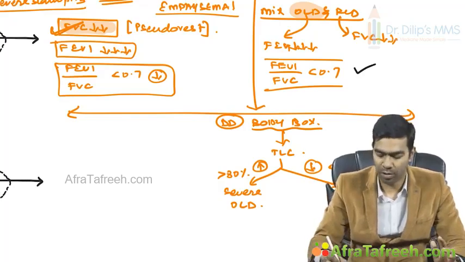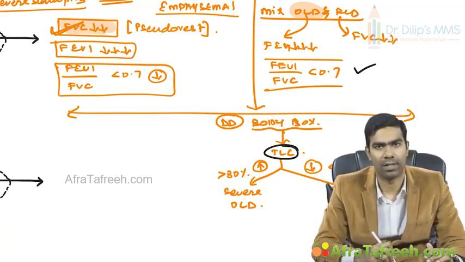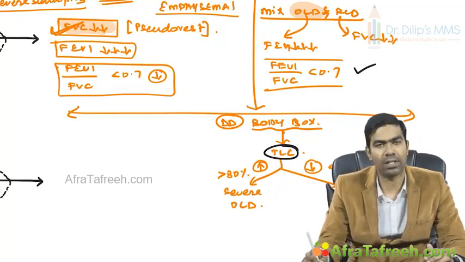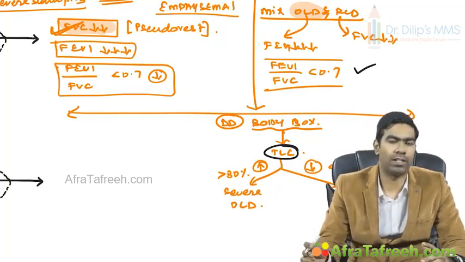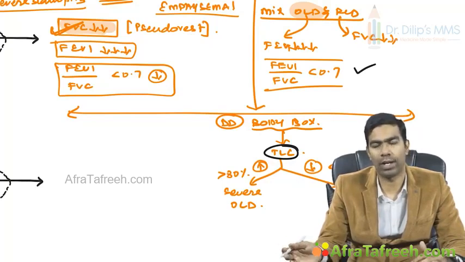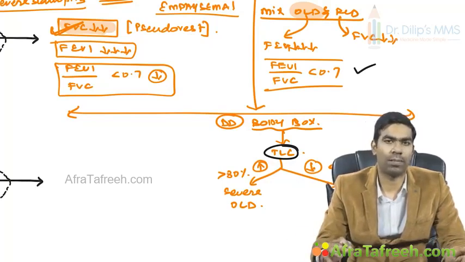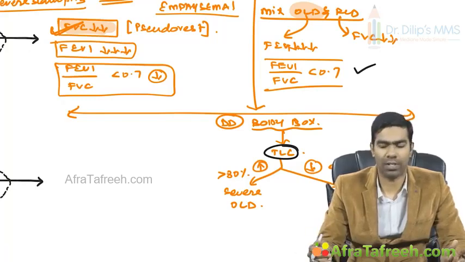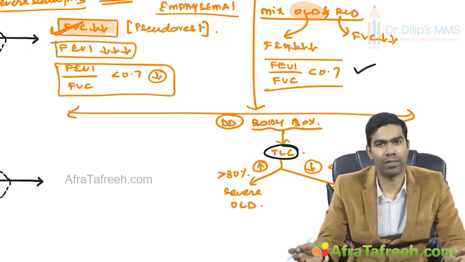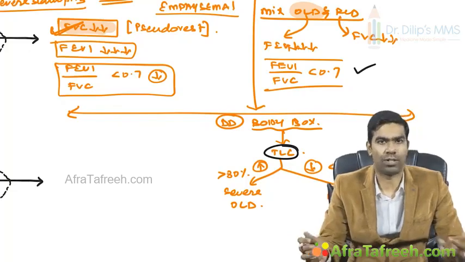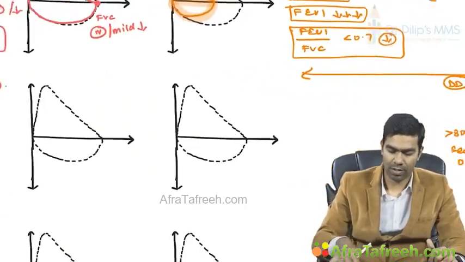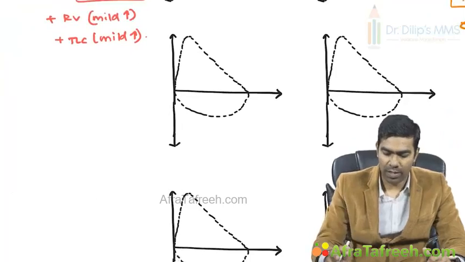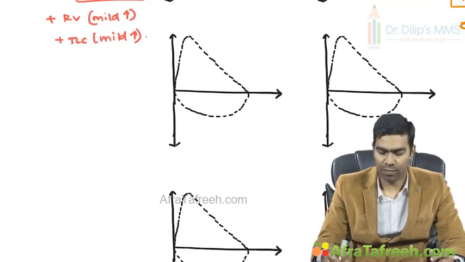By putting them in a body box and finding out the total lung capacity. If the total lung capacity is very low, you can tell it's a mixed OLD and RLD. Whereas if the total lung capacity is increased, suggestive of hyperinflation, you can tell it's a patient with a severe OLD with pseudo restriction. Simple. That's all. Now moving on to the next set of flow volume loops.